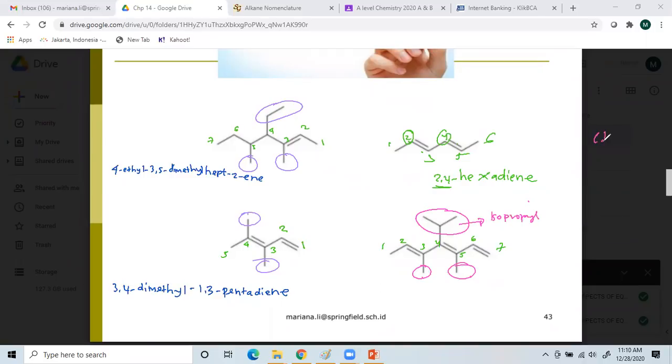Don't forget the structure of iso is CH3, CH, CH3. So this is isopropyl. This is methyl, this is methyl. So what's the name? Which comes first, M or P? It is M. So 3,5-dimethyl, 4-isopropyl. 1, 3, 5. Oh sorry, I did the wrong numbering, since the number should be from the right. It should be from the right, since it is carbon number 1, actually.